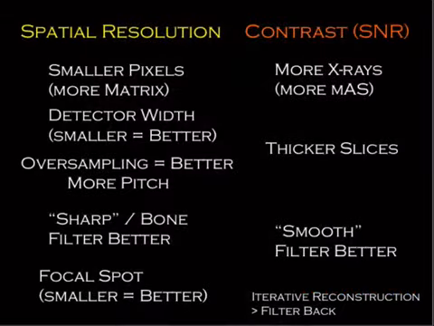So, summary slide. Spatial resolution is improved with smaller pixels, more matrix or smaller field of view. Detector width, smaller is better. Oversampling, or more information, is better. More pitch is better. A sharp kernel or bone kernel is better for spatial resolution, and a small focal spot. Now, signal to noise or contrast: more x-rays, more photons per voxel. And we said larger pixels or larger voxels, thicker slices, the smooth algorithm instead of the sharp algorithm. And actually using iterative reconstruction improves that signal to noise ratio.